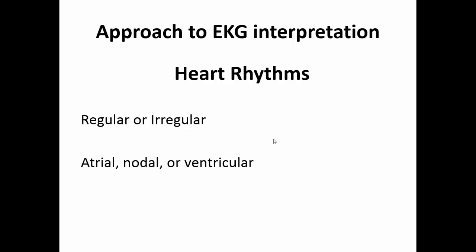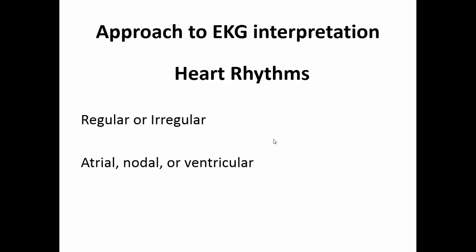So when we talk about heart rhythms, we again talk about whether they're regular or irregular. And then we want to think about, is it an atrial rate, a nodal rate, or a ventricular rate? Regular or irregular is pretty easy to tell. You just look at each QRS complex, and if there's a normal or symmetric space between each of those, it's pretty regular. If each QRS complex is a different amount of time from the next one, it's irregular.